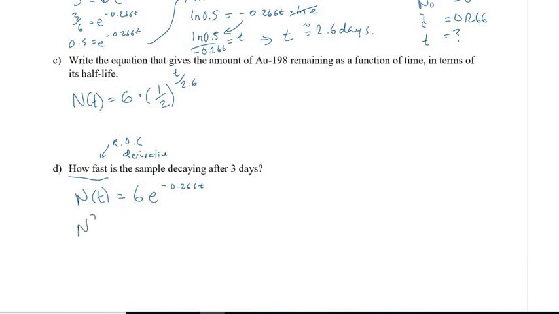So if we take the derivative, we'll have to use chain rule for this one. That's going to be 6e to the negative 0.266t, and then multiply it by the derivative of the inside function, the exponent. That's going to be negative 0.266. So you multiply that negative 0.266 with 6, and we get negative 1.596 times e to the power of negative 0.266t.